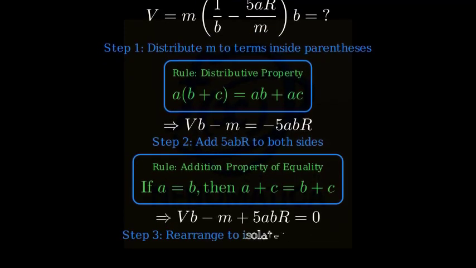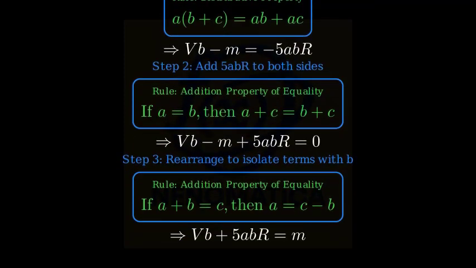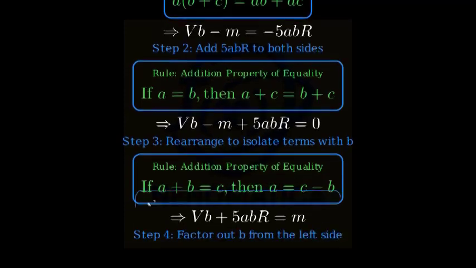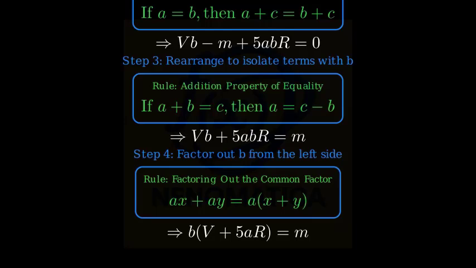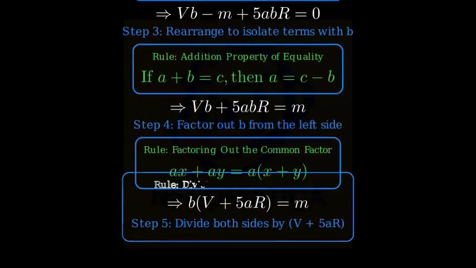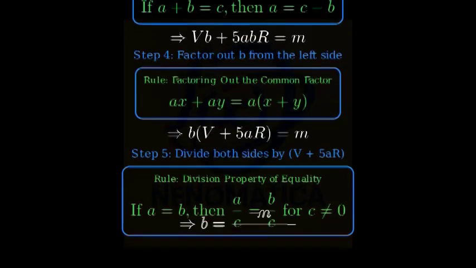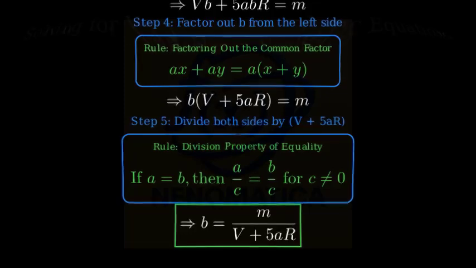We'll rearrange this equation to isolate terms with b. We get Vb plus 5abR equals m. Next, we'll factor out b from the left side. We can pull out the common factor b from Vb and 5abR, which gives us b times the quantity (V plus 5aR) equals m. Finally, we'll divide both sides by V plus 5aR to isolate b. This gives us our final answer, b equals m divided by the quantity (V plus 5aR).